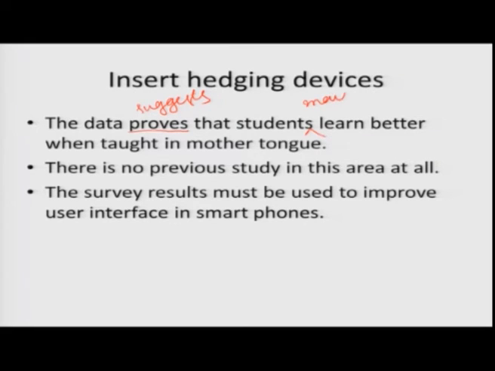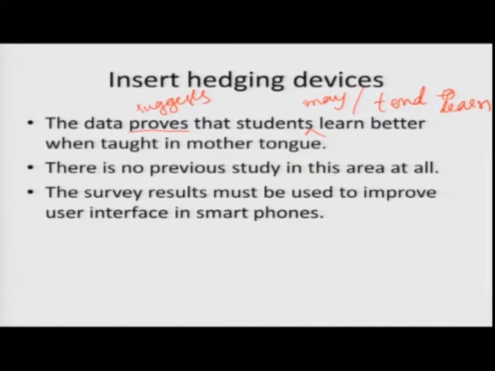may learn better when taught in mother tongue, or you can say students tend to learn better. So, you are being cautious here. This is about what you are making a claim on the basis of data.